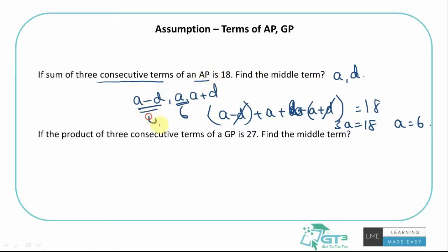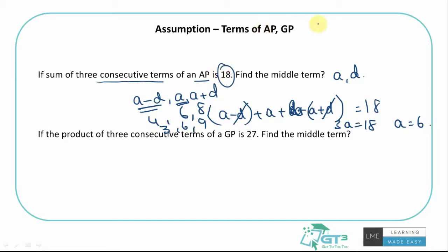This could be 4, 6, 8, or it could be 3, 6, 9. All of them will satisfy the condition of 18. We don't know the d yet. There should be some other clue that should help me. Beyond that, I can continue solving, but it's a good way to assume 3 consecutive terms in an AP.